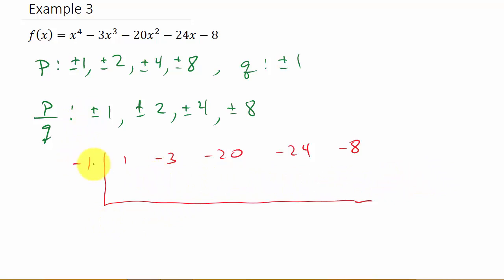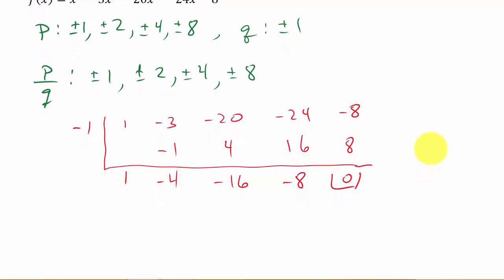Negative 1. Okay, so bring the 1 down. Negative 1 times 1 is negative 1. That's going to be negative 4, so this would be positive 4. And that's going to give me negative 16, and that's going to give me 16. That's going to give me negative 8, that's going to give me 8, and then I have 0. Alright, so we can see that negative 1 is one of the solutions.